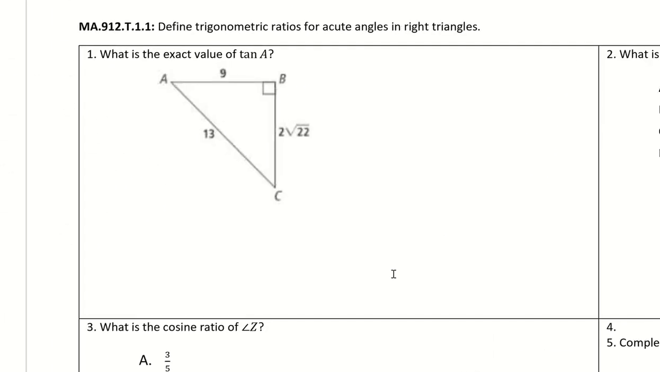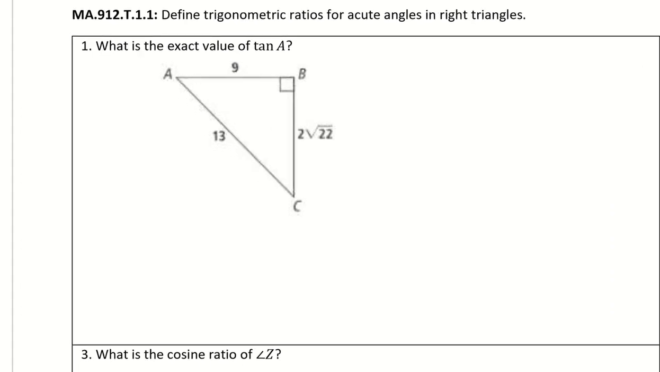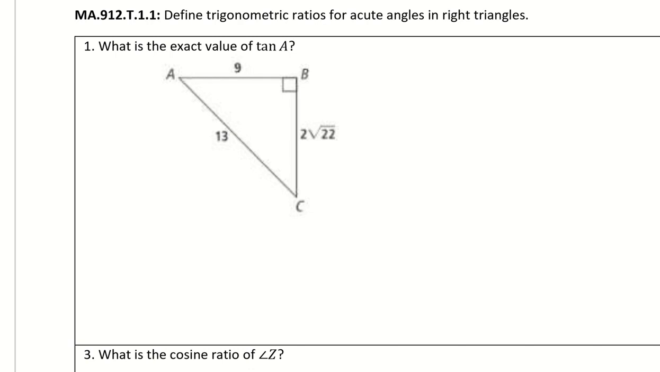So now we're on to the trig standards, the trig benchmark. The T is for the trigonometry stuff. So T.1.1, define trig ratios for acute angles. This benchmark is all about SOHCAHTOA. As long as you know how to do SOHCAHTOA, you're good.